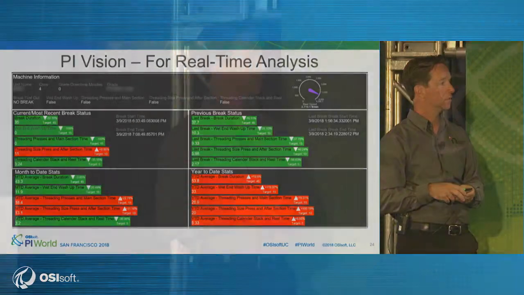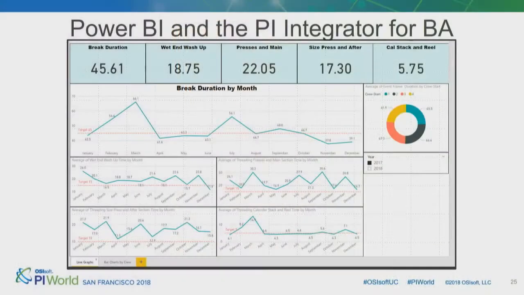So you had PI Vision here, and then you had the BI tool afterwards. This one here. Why not just do it all in PI Vision? Why then send it into BI?